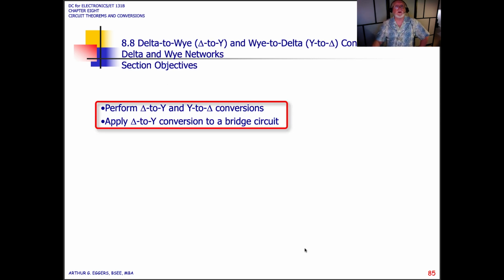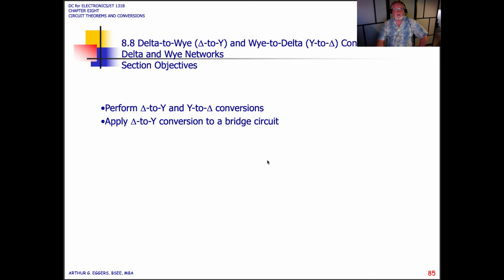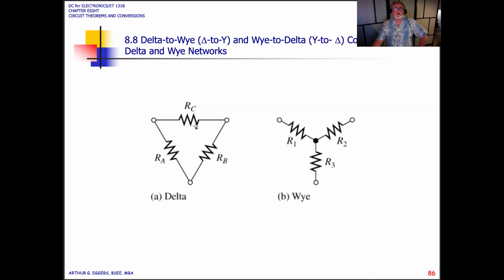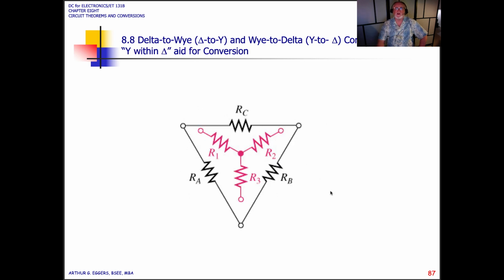So in the next section, we're going to look at something called delta to Y and Y to delta conversions. The idea behind these conversions, and we're not going to go into it now, is that if we have relationships where it's difficult to solve the analysis in, say, this delta, there is a way where we can mathematically convert A, B, and C to 1, 2, and 3. So when we come back, we're going to look at Y to delta conversions.